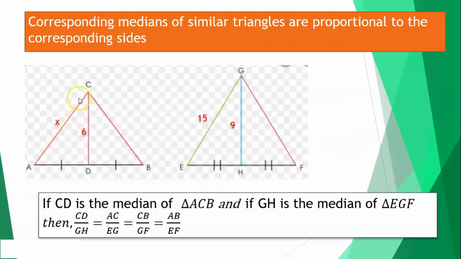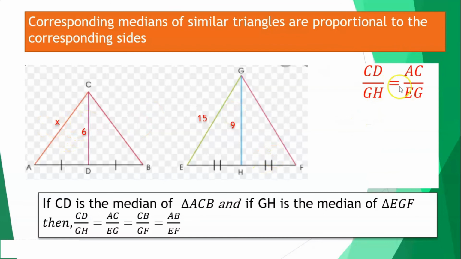Now, if I'm given AC as x, CD as 6, GE as 15, and GH as 9, let's find x. Substituting, CD is 6 and GH is 9, AC is x, and EG is 15. So cross multiplying, that would be 90 over 9. Therefore, x here would be 10. Okay, another.